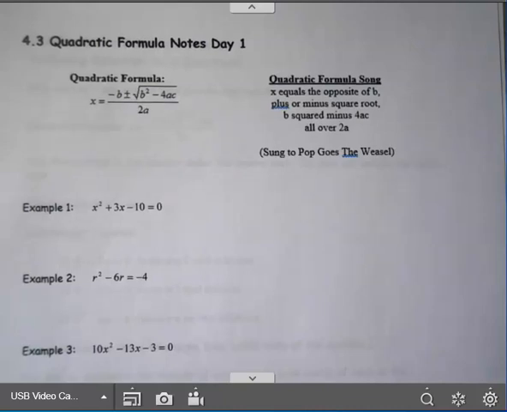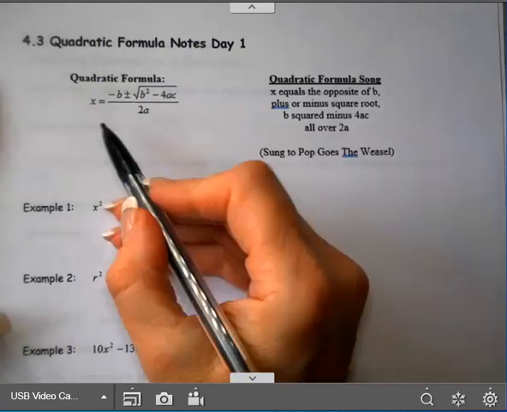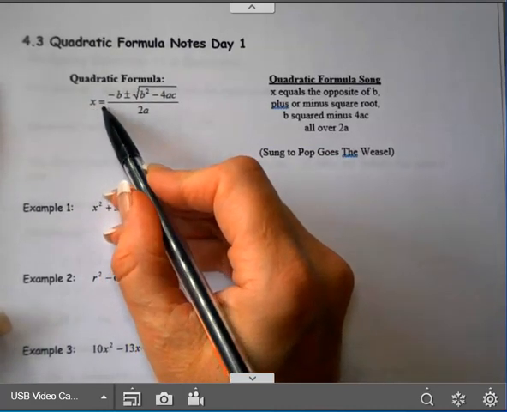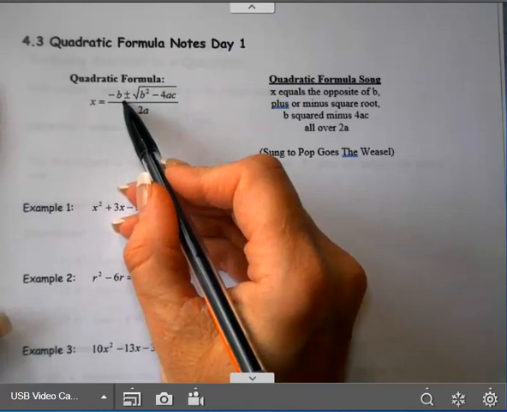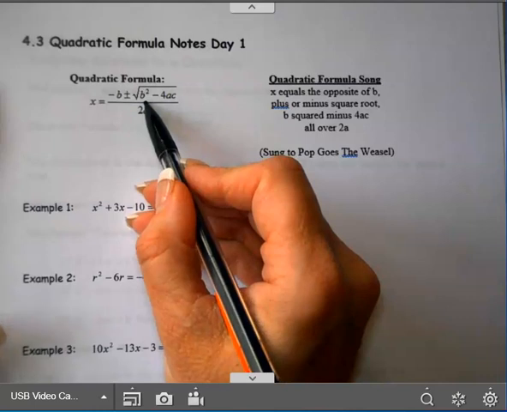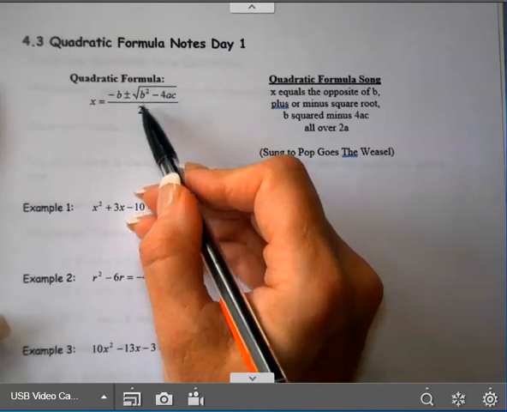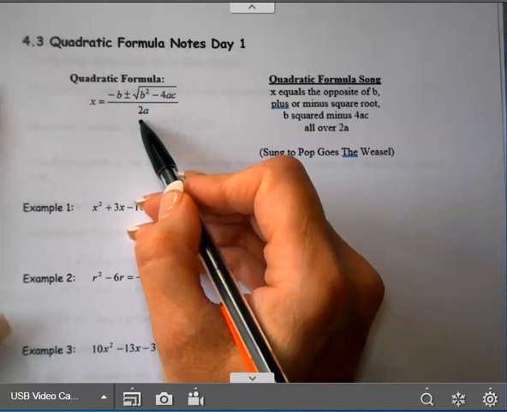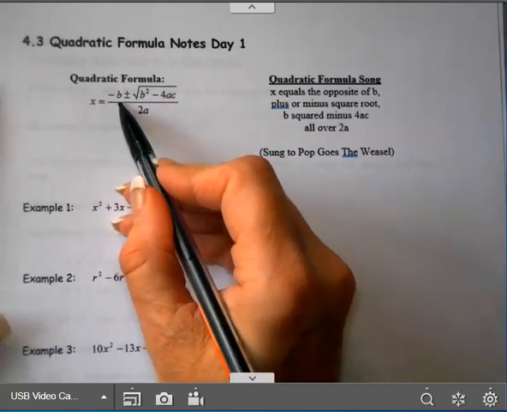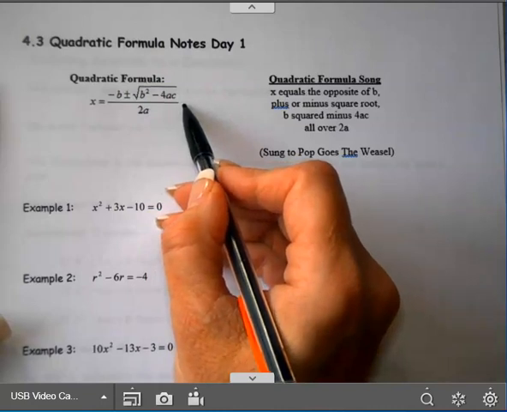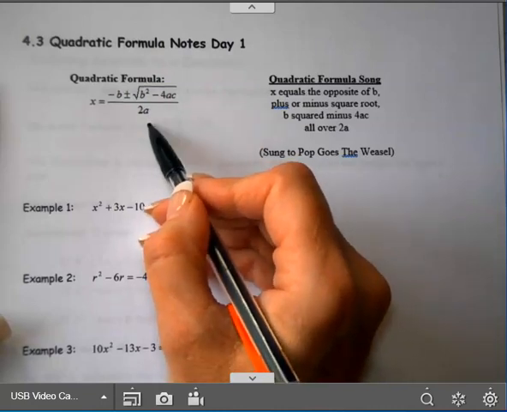One way to solve a quadratic is the quadratic formula. And the formula is here to the left, which states x equals the opposite of b plus or minus the square root of the quantity b squared minus 4ac, and that's all divided by 2a. Make sure when you write your formula that you make your fraction all the way across. That whole thing on top, the numerator, is divided by the 2a.